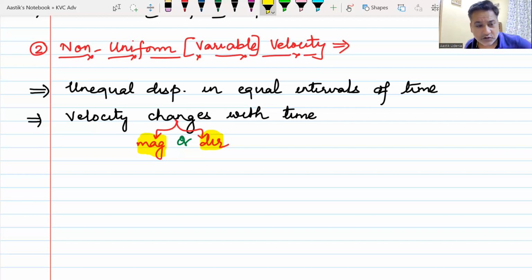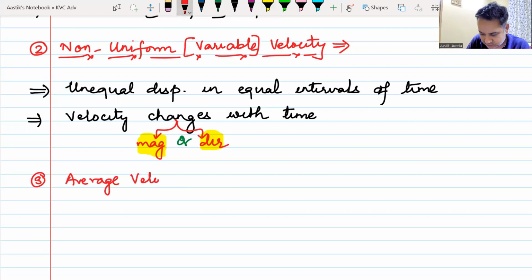So that is what we call non-uniform velocity. Velocity changing in magnitude or direction or both is known as non-uniform velocity. Then what will be the next heading? Average velocity. The third one would be average velocity.